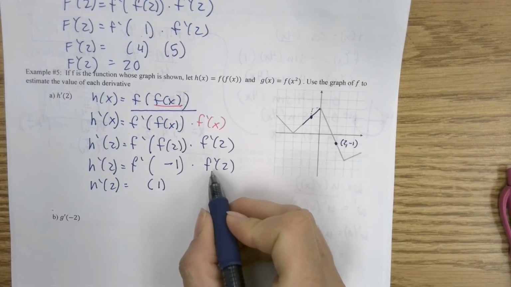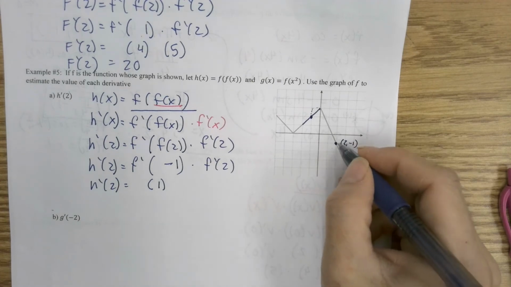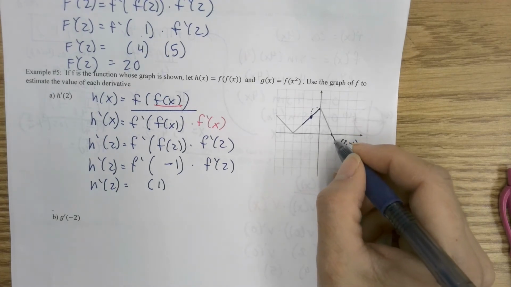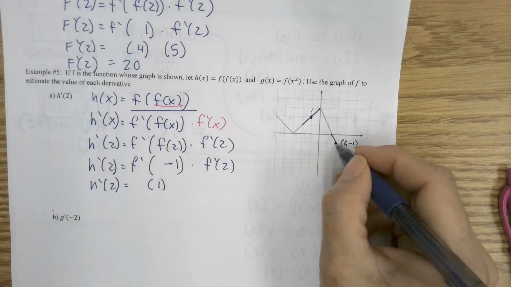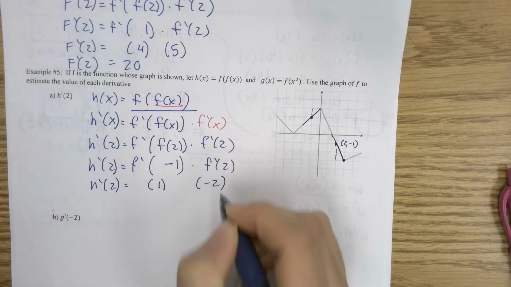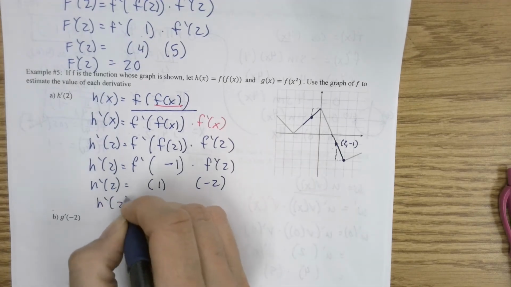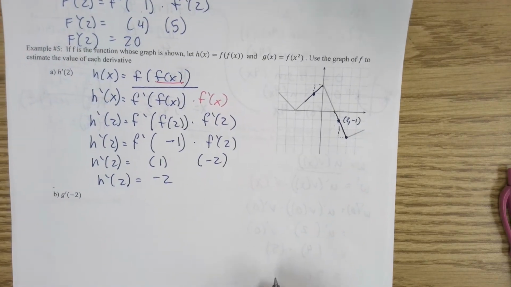And then I'm being asked to find the slope at 2. So here's 2 over here, but I'm not looking for the y coordinate. I'm looking for the slope, and this is my tangent line. So I'm just going to grab any 2 points on there and find my slope. That would be down 2, right 1, so a slope of -2. Last step, we'll multiply those. 1 times -2 is -2.